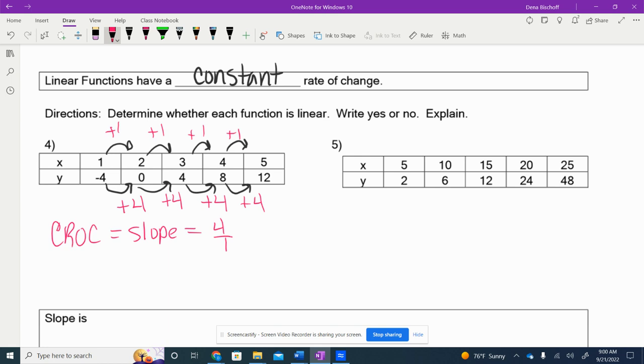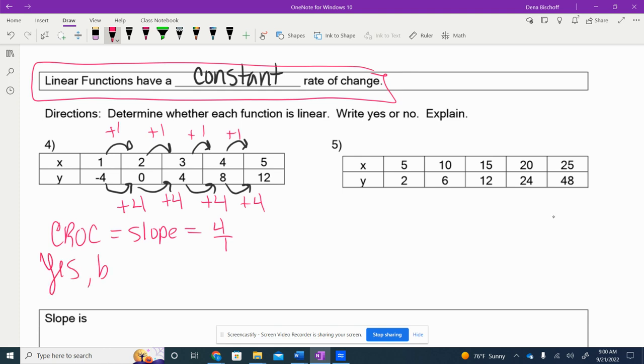So is this linear? Yes, because it says linear functions have a constant rate of change. So yes, because you can say its CROC, its constant rate of change, equals 4 over 1. Are we good with that? Okay. Let's look at the next one.